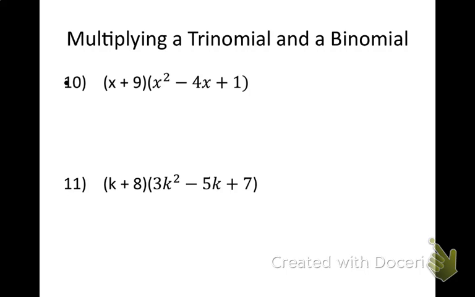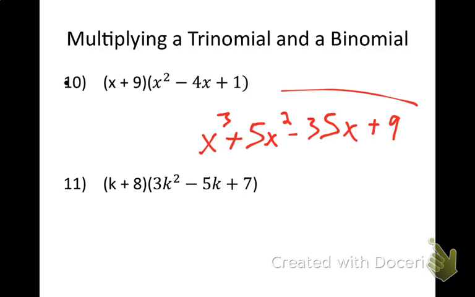All right, Jack, moment of truth here. What do you have for number 10? X cubed plus 5x squared minus 35x plus 9. Nice job, sir. That's correct. And number 11, Autumn says she's got it.